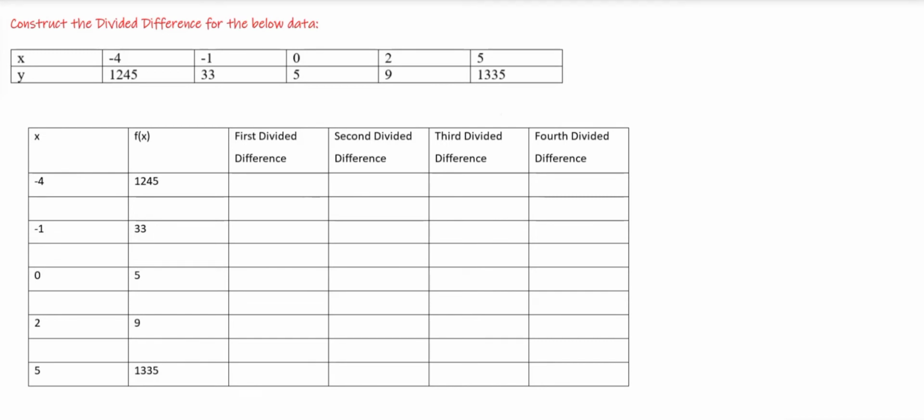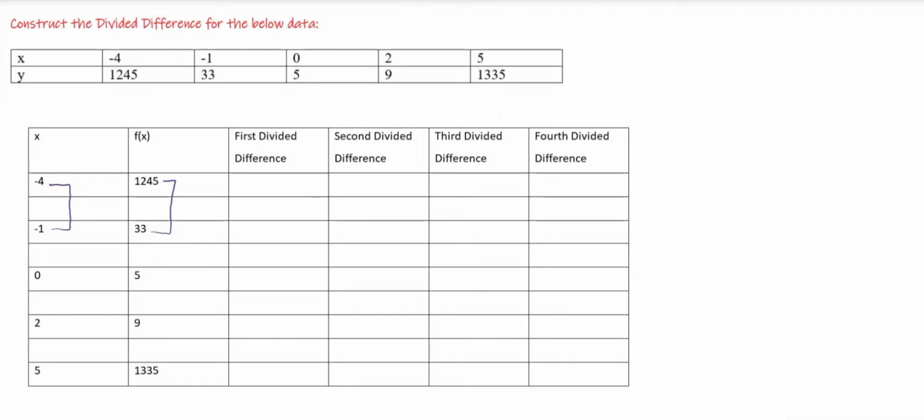The first column will be for x, the second column will be for y, which is f of x, then the third column is the first divided difference, then the second divided difference, then the third divided difference, and the last column will be the fourth divided difference. Here we are having 5 values of x and y, that is why we went till the fourth divided difference.